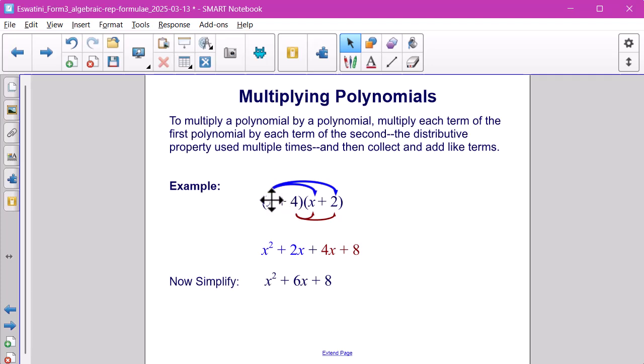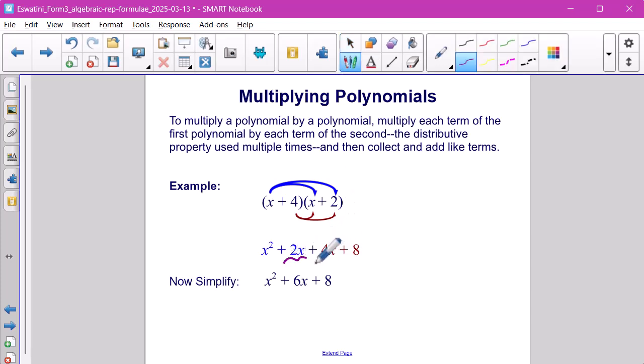So in this example, we first take this x from the x plus 4 binomial and we distribute it to both terms in the second set of parentheses. We would get x squared plus 2x, and then we take the plus 4 and distribute it into the second set of parentheses to all terms. So we have plus 4x plus 8. Now if you notice, we have a 2x and a 4x. These are like terms that we can add together, so the final answer when simplified is x squared plus 6x plus 8.